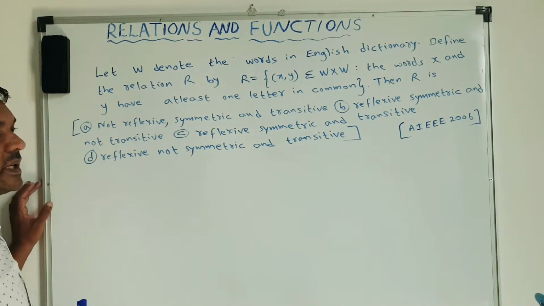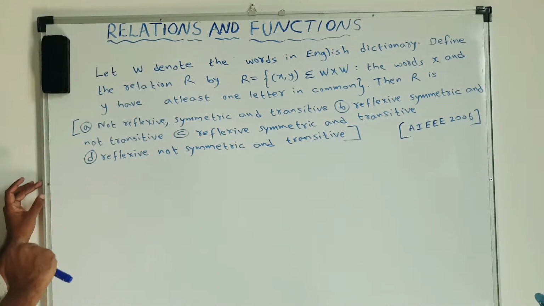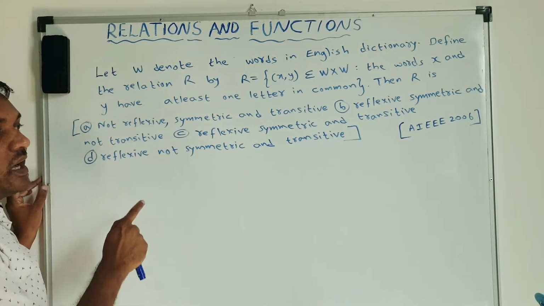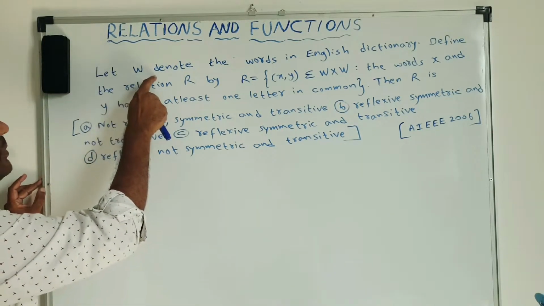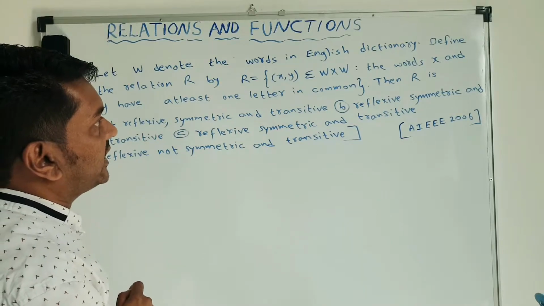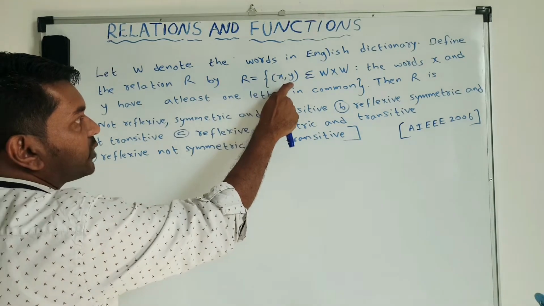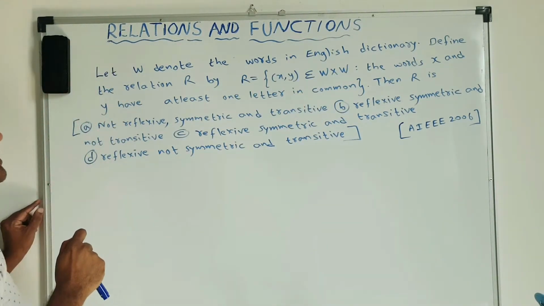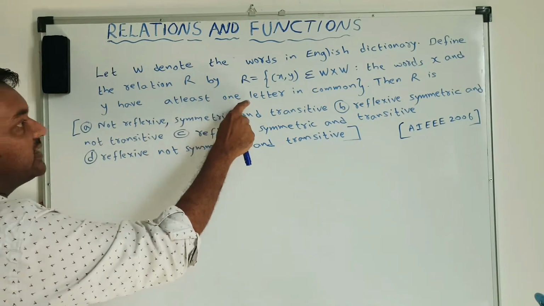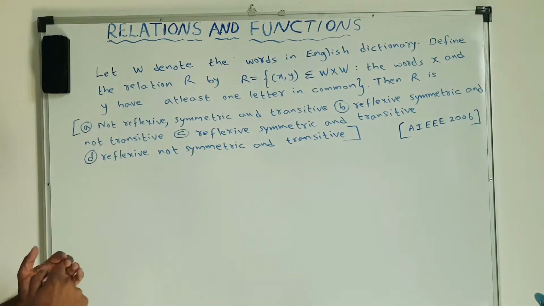Now moving to the next MCQ. This is an AIEEE 2006 question. The previous question we discussed is also an old AIEEE question. Let W denote the words in the English dictionary. Define the relation R by R equals {(X, Y) such that (X, Y) belongs to W cross W: the words X and Y have at least one letter in common}. Then the relation R is... They are asking which kind of relation this will be.